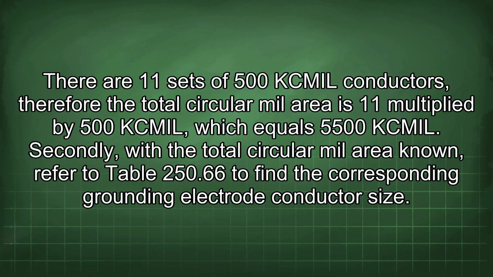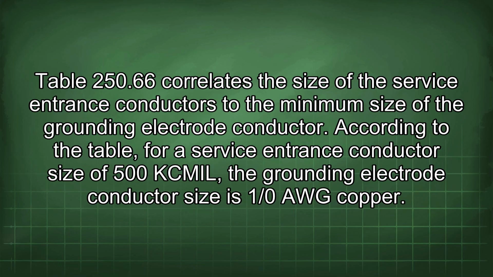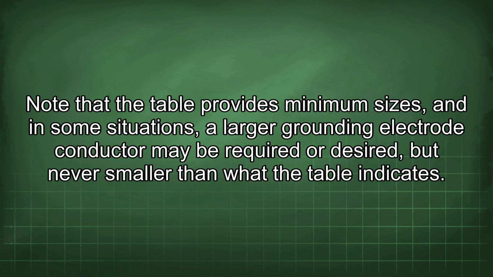Secondly, with the total circular mil area known, refer to Table 250.66 to find the corresponding grounding electrode conductor size. Table 250.66 correlates the size of the service entrance conductors to the minimum size of the grounding electrode conductor. According to the table, for a service entrance conductor size of 500 kcmil, the grounding electrode conductor size is 1/0 AWG copper. Note that the table provides minimum sizes, and in some situations, a larger grounding electrode conductor may be required or desired, but never smaller than what the table indicates.